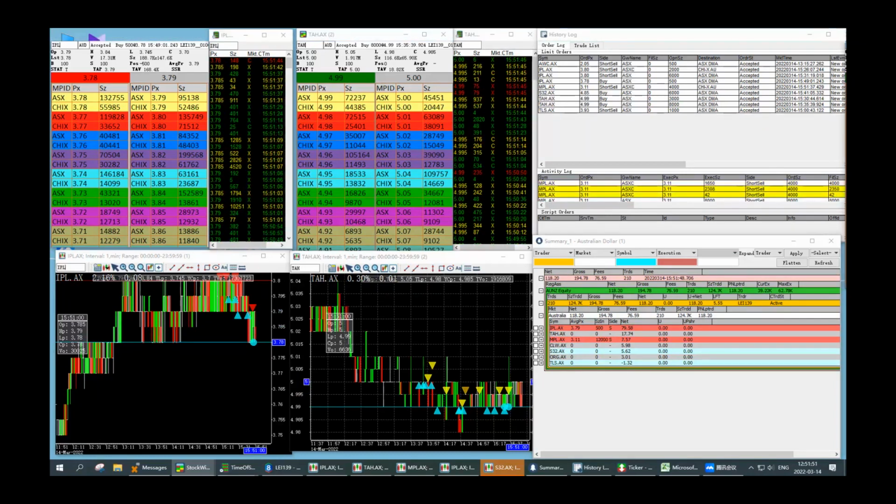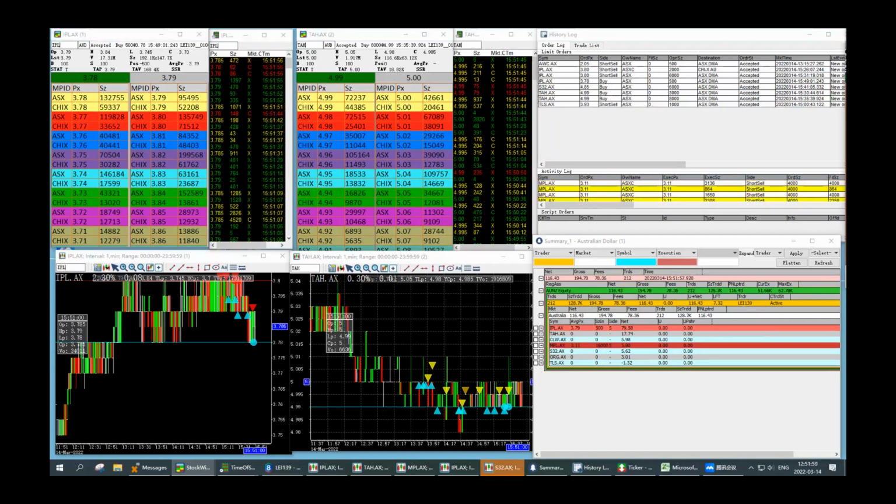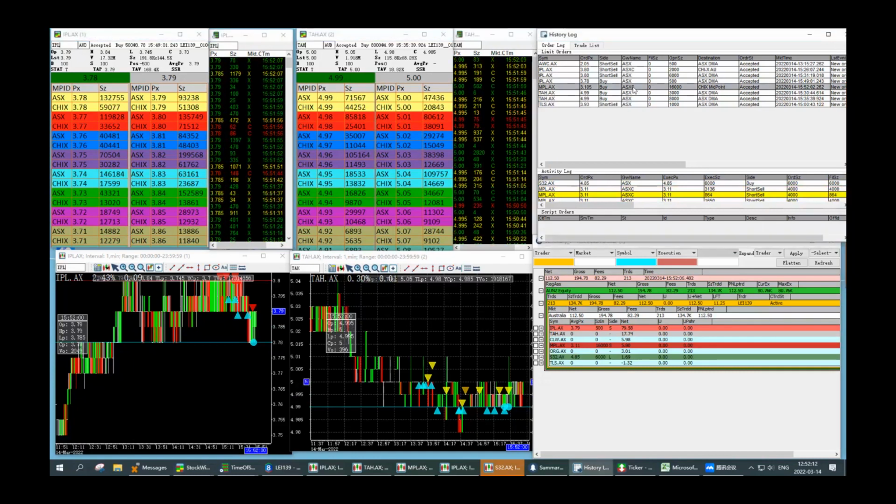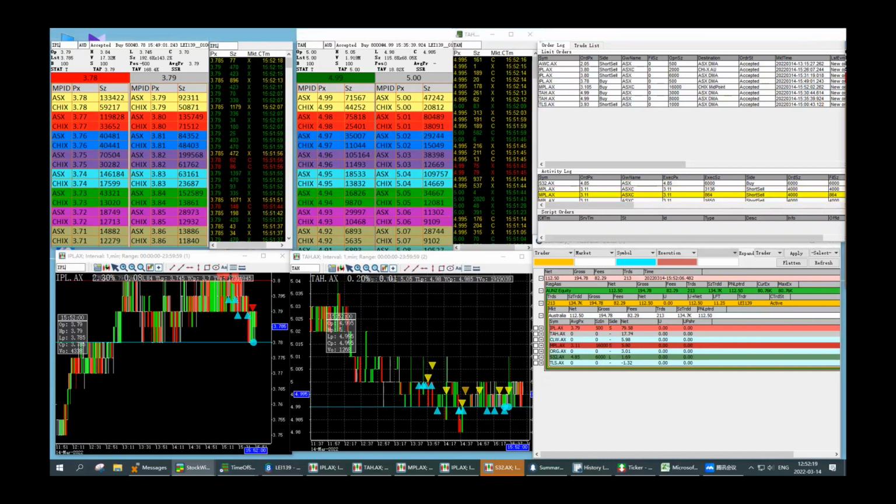And here you can see I have another short position, MPL.AX, 16,000 shares at the price of 3.11. And at the same time, I got another long position, which is S32.AX, 6,000 shares at the price of 4.85.